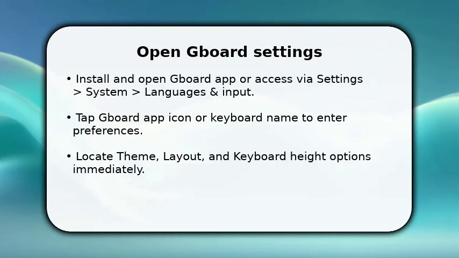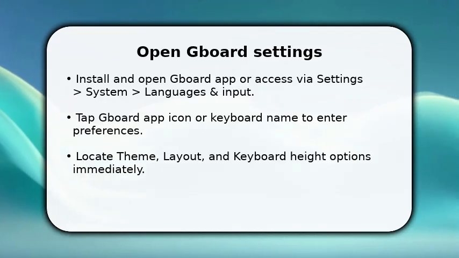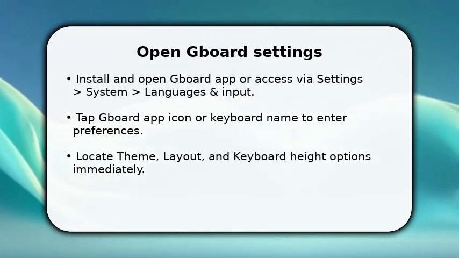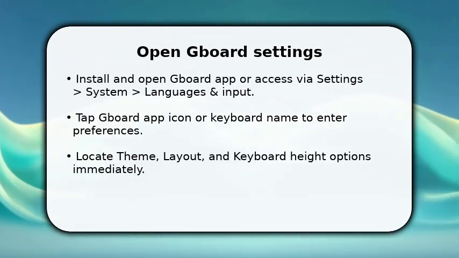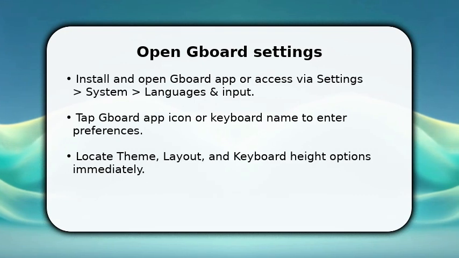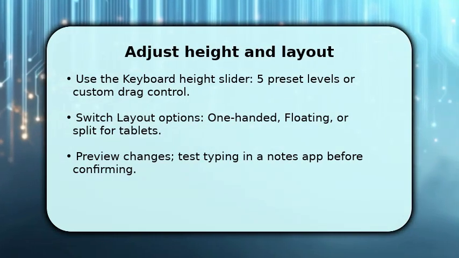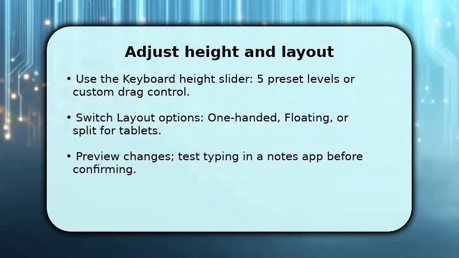Adjusting height here changes the visible keys and thumb zones, so make small changes first. You'll see the visual preview, use it as feedback. Make sure to keep the keyboard visible while switching between portrait and landscape. To test the base, now adjust the keyboard height slider to a level that balances reach and visibility.